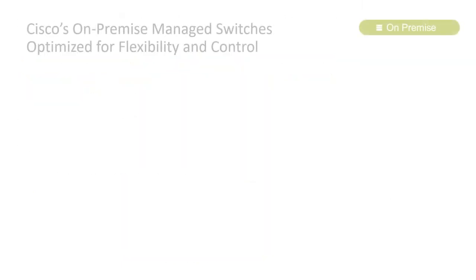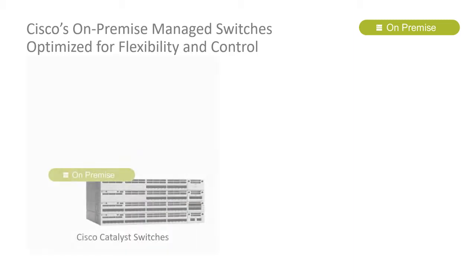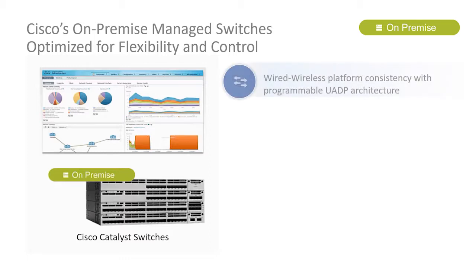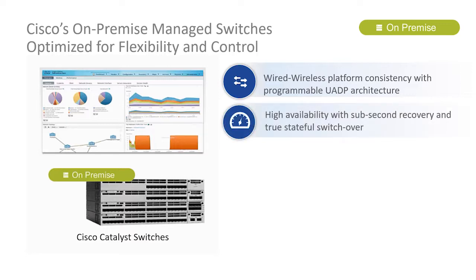Cisco's on-premise managed switches are optimized for flexibility and control. The Cisco Catalyst campus access and branch switches offer a converged processing of wired and wireless traffic into a single data plane based on the new Cisco Unified Access Data Plane, UADP ASIC. The UADP ASIC features a programmable data plane, enabling deployment of software-defined networking services. They also provide high availability with sub-second recovery and true stateful switchover through advanced stacking technologies.